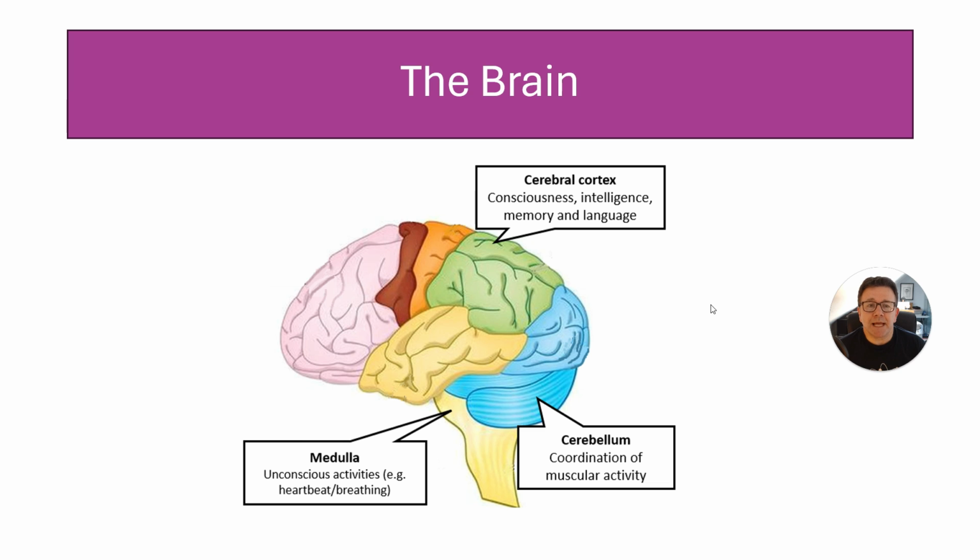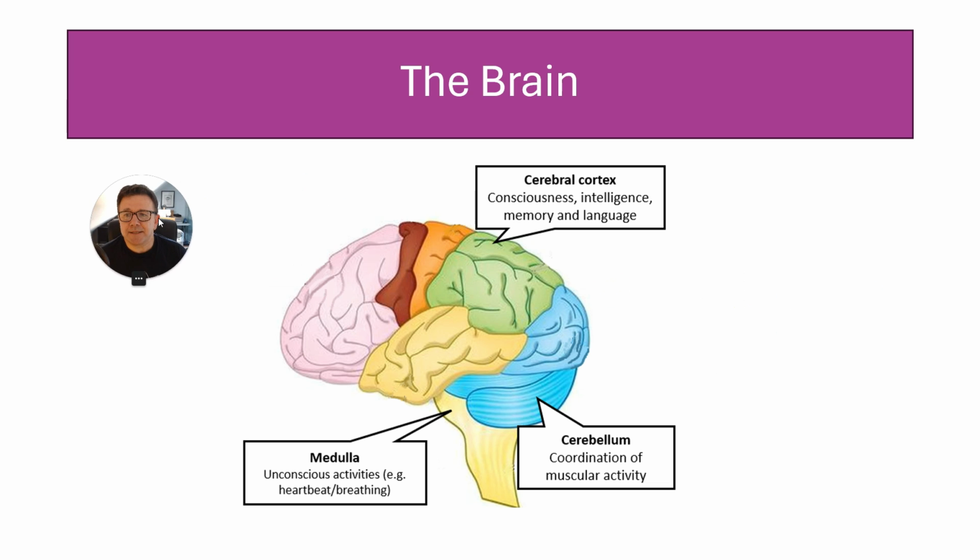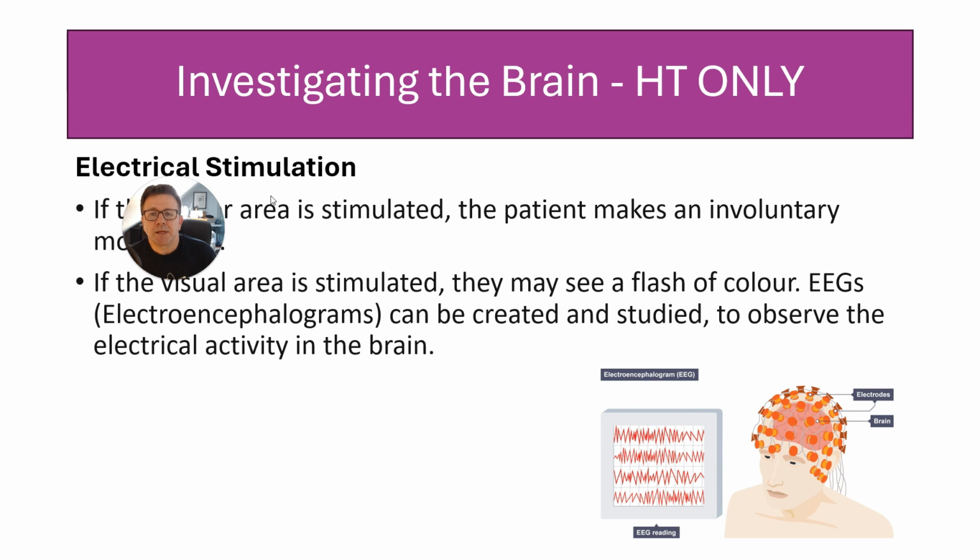The brain. Brain didn't come up last year at all, so you need to know these 3 parts that are specified in the spec. You've got the medulla, which controls unconscious activities, heartbeat and breathing; the cerebellum, which is the coordination of muscular activity; and the cerebral cortex, which is consciousness, intelligence, memory and language.